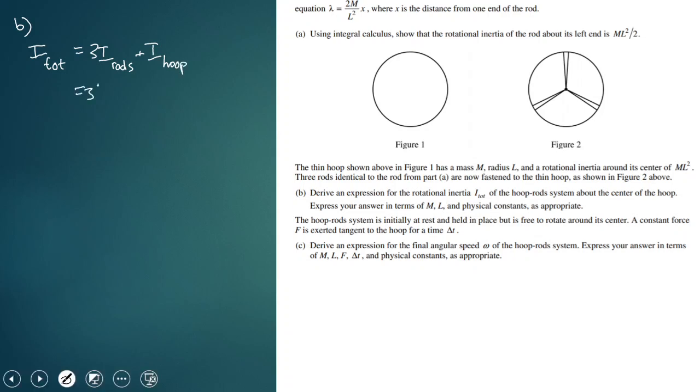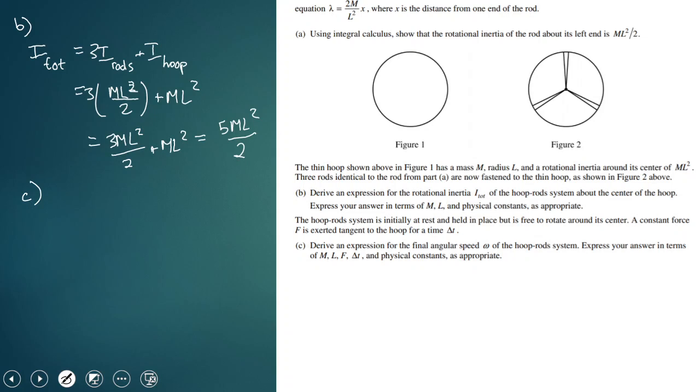So this is just 3 times ml squared over 2 plus ml squared. You can just work out the math to get 5 ml squared over 2. So a very giveaway question, as long as you realize that you could actually add the rotational inertias together in order to get your final answer.